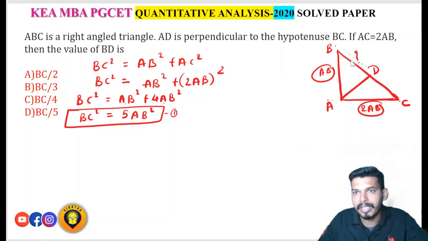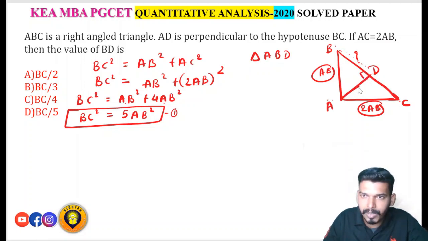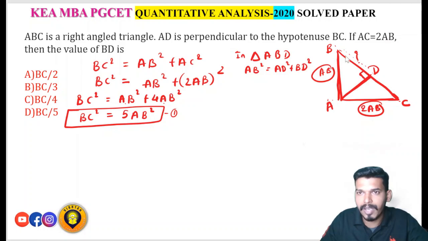Now we need to find the BD value. How do we find BD value? What we will do? Let us consider the small triangles, ADB and ADC. If I consider triangle ABD, it forms a right angle triangle because it is a perpendicular line. So AB will become the hypotenuse. In triangle ABD, AB square is equal to AD square plus BD square. Correct?